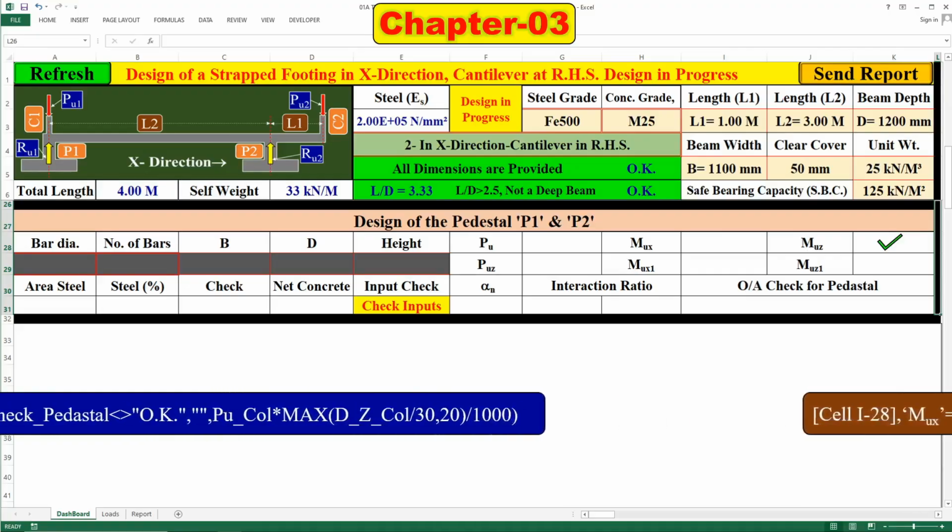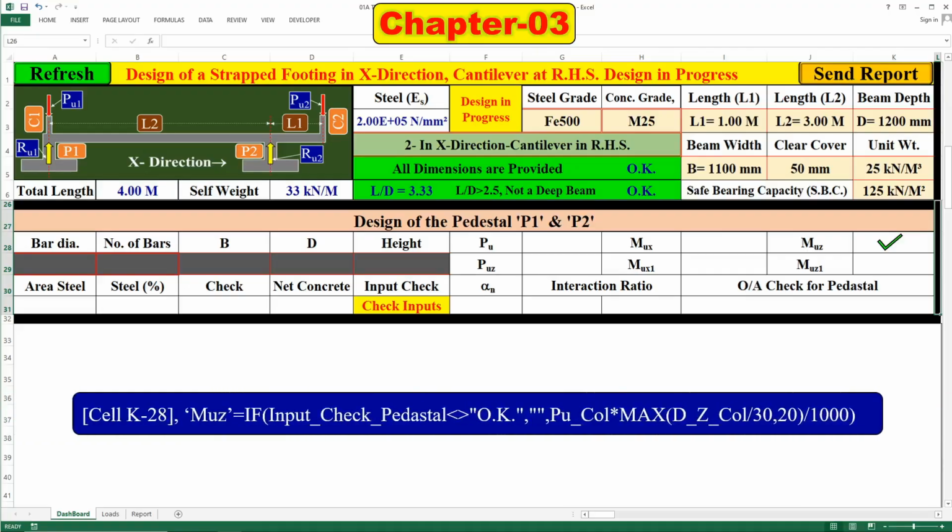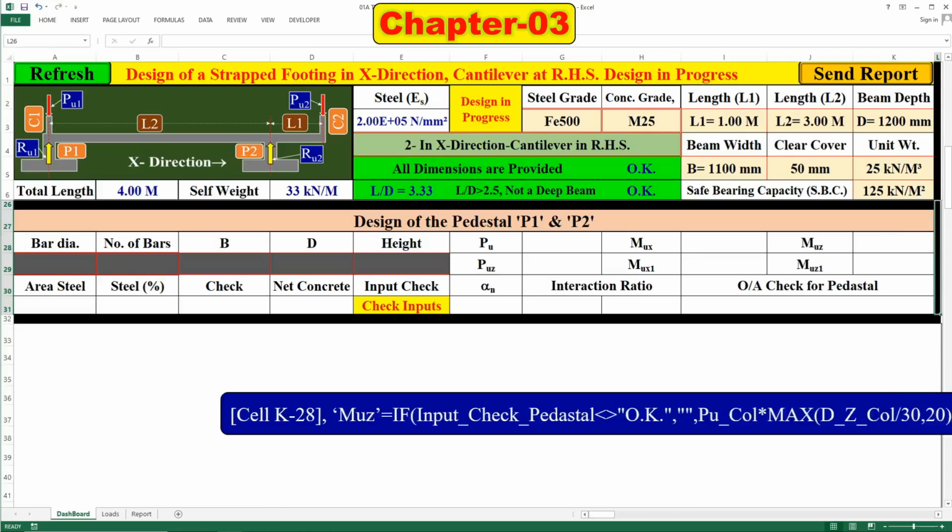Now, on the screen, it is the formula for M_U_Z in cell K28. The defined name of the cell is MUZ_COL. This formula is similar to the previous one, except that instead of B_X_COL, we use D_Z_COL.